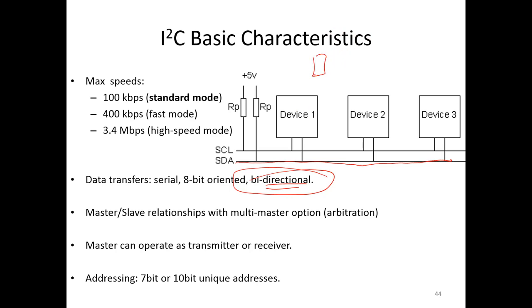Simplex means one device is sending to another device in one direction. But here we have 2 directions. The master can send to the slave, and the slave can send to the master. So is it simplex or duplex mode? Duplex. Now, is it half duplex or full duplex?